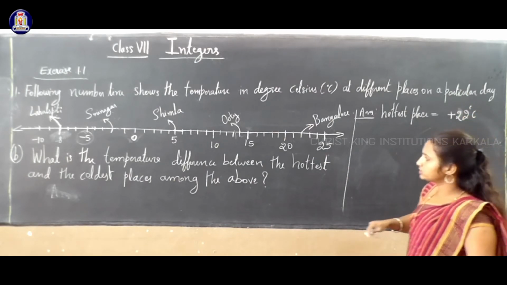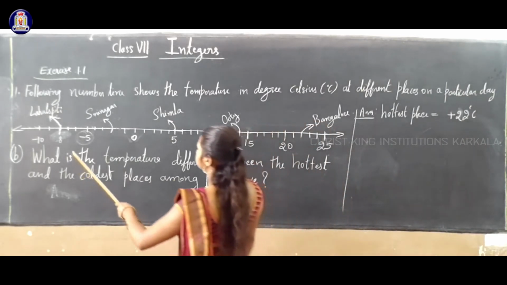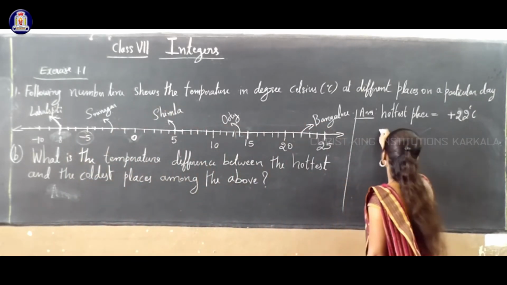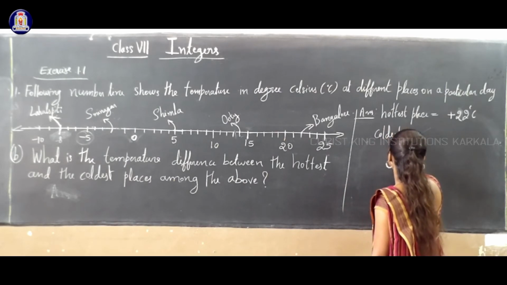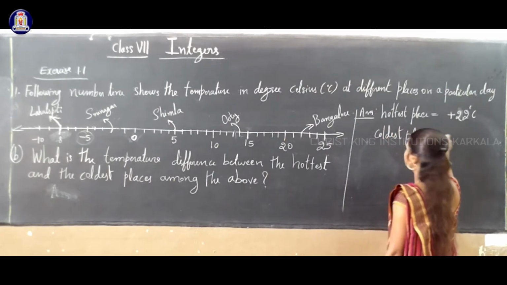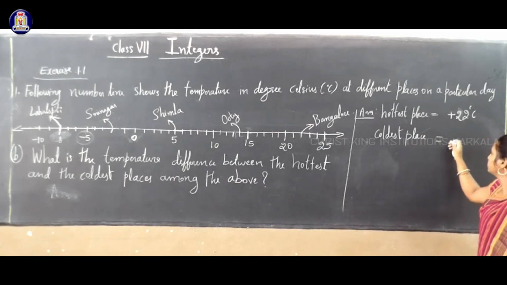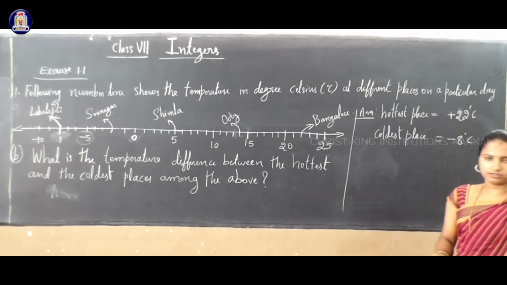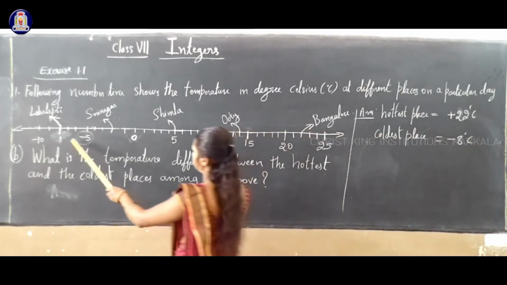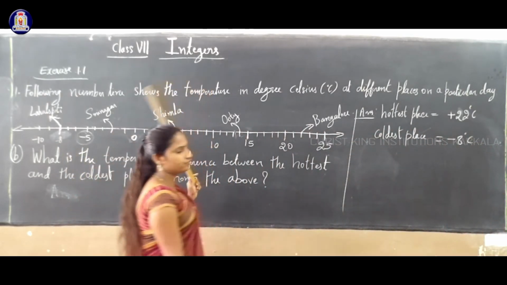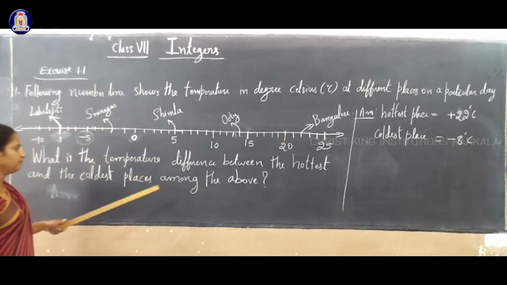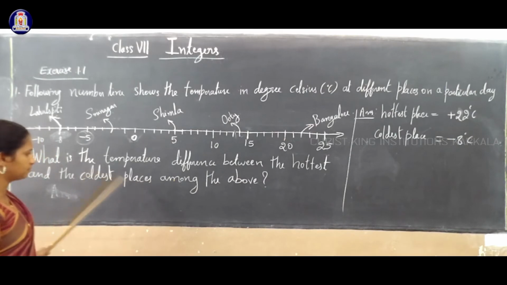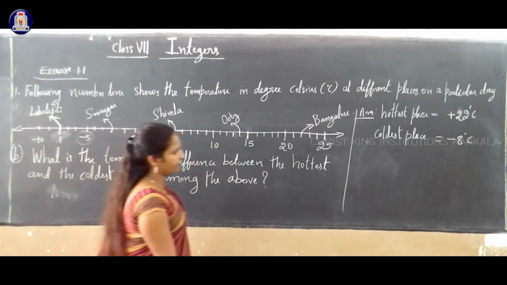Now see the coldest place. The coldest place is Lahaul Spiti, and its temperature is -8 degrees Celsius. Correct? Now we have to find the difference between these two cities. The difference between the hottest and coldest place among the above means you will find the difference.